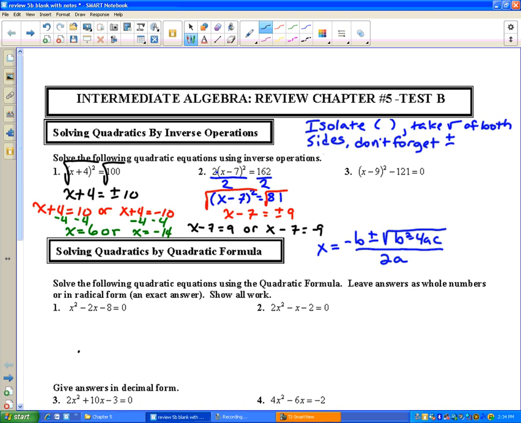If I add 7, I'm going to get that x is equal to 16. If over here I add 7, I'm going to get x is equal to negative 2. Number 3.